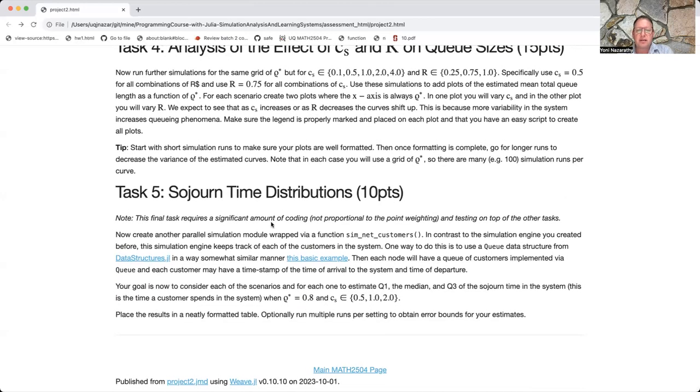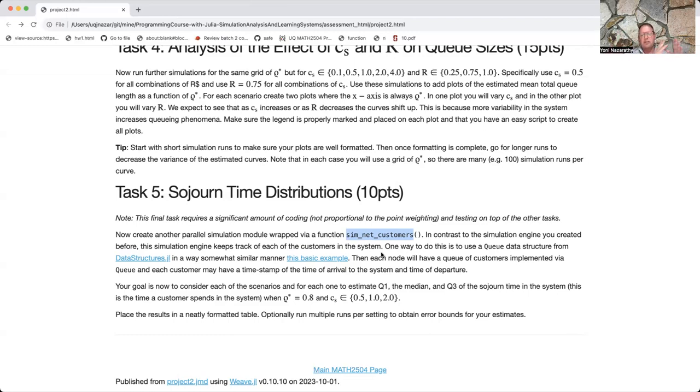Now, your final task is actually quite a lot more coding and design, but that's not captured in these few points. It's just 10 points, okay? But that's kind of a differentiated task. So here you're going to create something that I'll call SimNet customers. This is a simulation engine, and you also have an example like that in the lecture. This is a simulation engine that actually keeps track of individual customers and knows where customers are. So it knows if a customer is here or there.